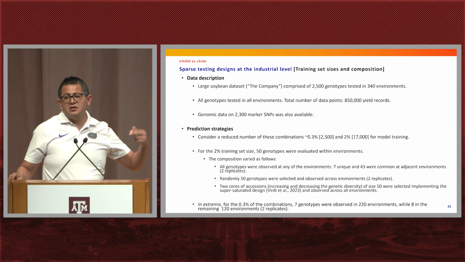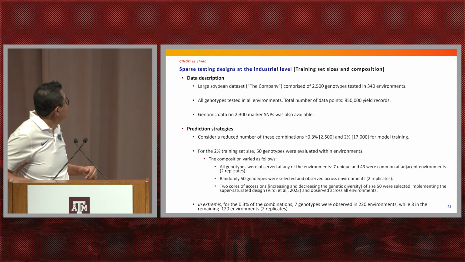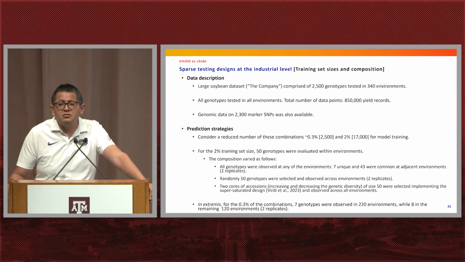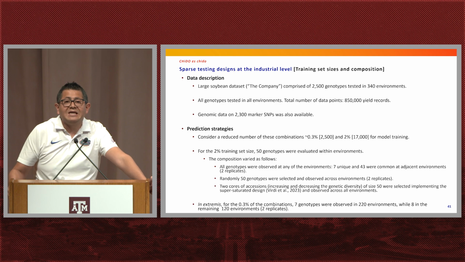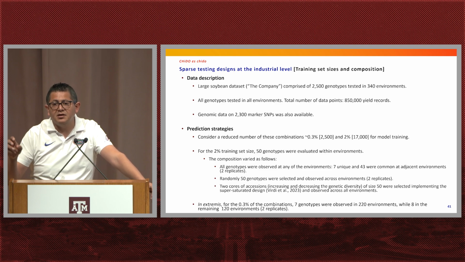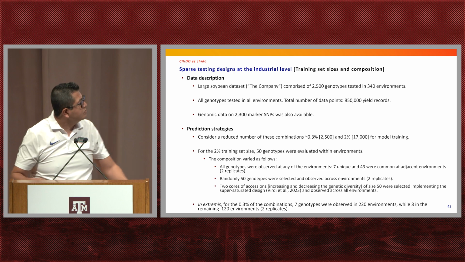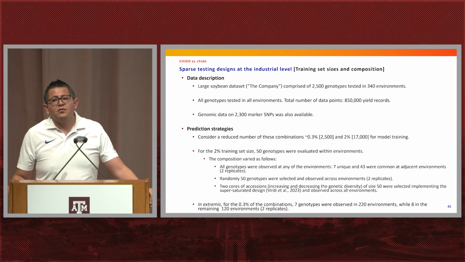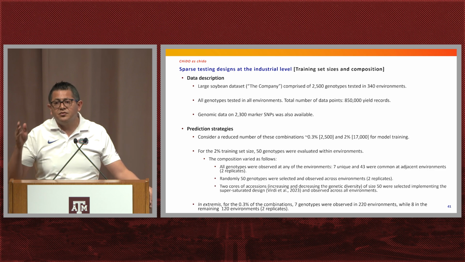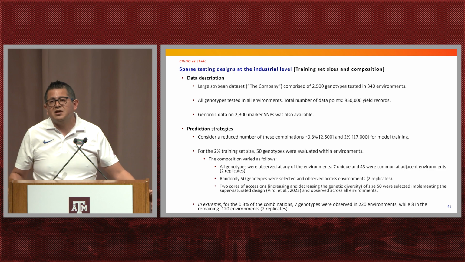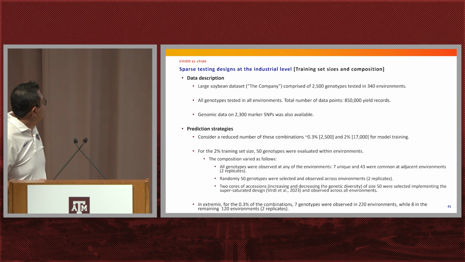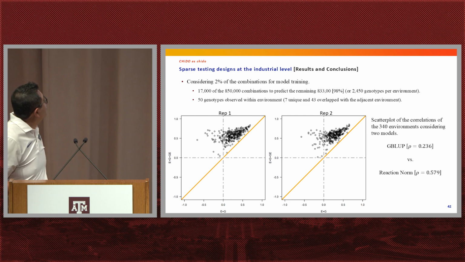So we took 2 replicates of the first method, 2 replicates of the second method, and we also implemented a method that we call supersaturated design, which allows us to increase or decrease the genetic diversity for a given set of genotypes. And in extremis, we select genotypes in a way that we observe 7 or 8 genotypes for each one of the environments. We were curious what happens if we reduce the genotypes so that we observe each genotype only once across environments. So these are the results.